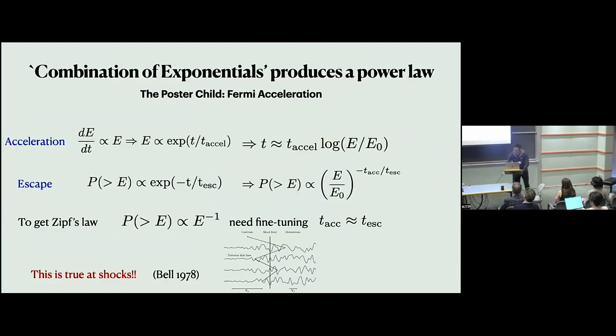So you're familiar with this derivation of Fermi acceleration, right? You basically get two exponentials, and you need some fine tuning so that the acceleration time and the escape time are roughly comparable to get your standard -2 power law. The genius of Bell was to recognize that this actually happens at shocks. So there's also this issue of fine tuning: if you get a power law from your process, how do you manage to get it to be this -2?